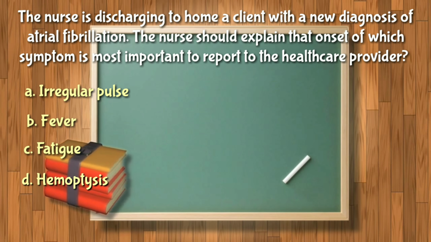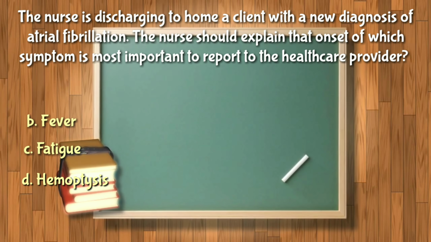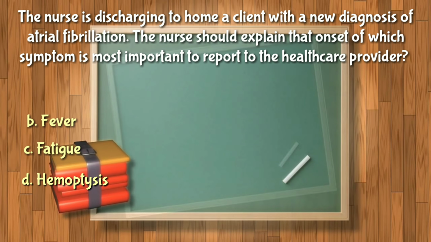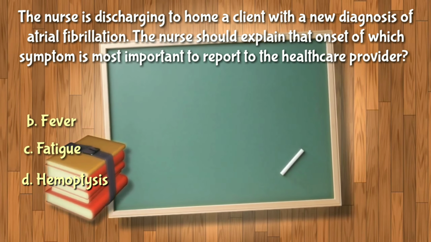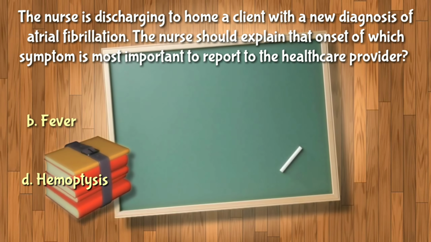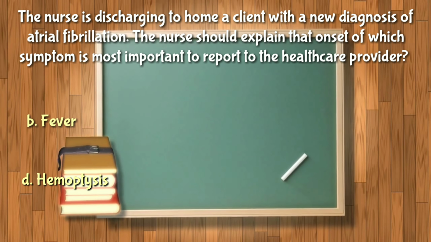If you answered letter A, you are wrong, because irregular pulse is expected with atrial fibrillation. And also fatigue is not included because fatigue may accompany atrial fibrillation in some individuals, so it is already expected. So among the two, if you answered hemoptysis, you are correct. Though fever could be dangerous because it could be a sign of illness that could increase the workload of the heart, it is not associated with atrial fibrillation, and it is not necessarily included in the discharge teaching.